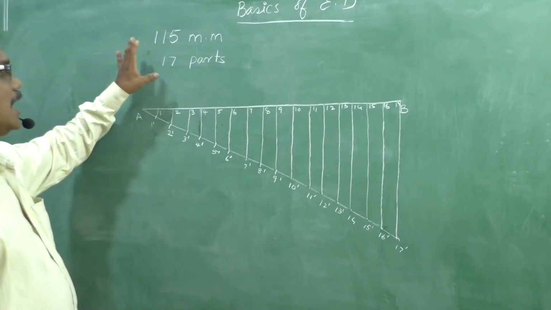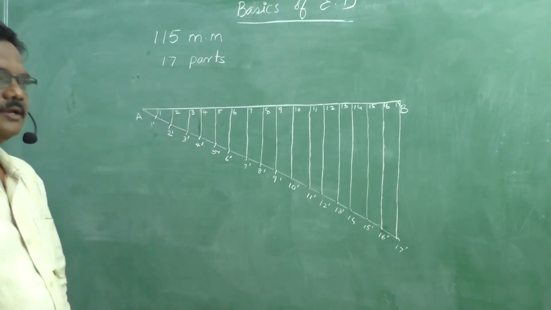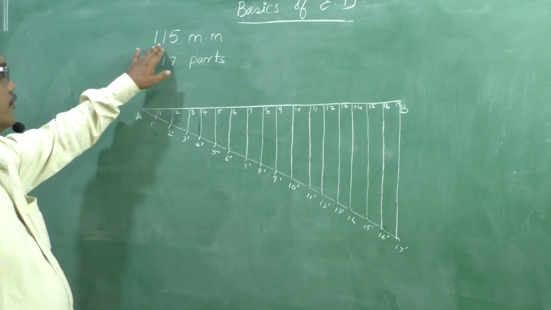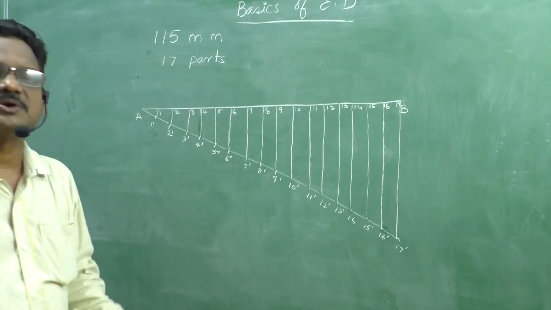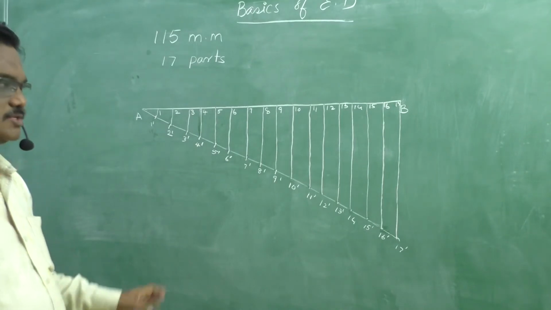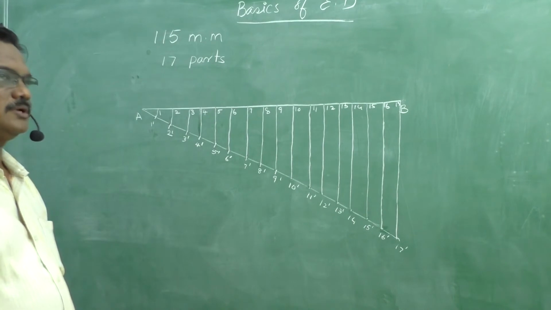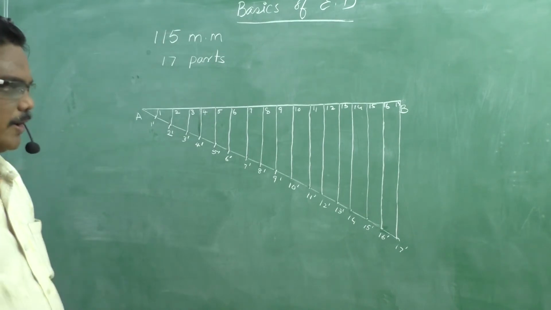Suppose we analytically, or with the help of a calculator, calculate 115 divided by 17. It gives some fractional portion which cannot be measured with a steel rule. Okay, this method we can adopt in engineering drawing wherever we require.